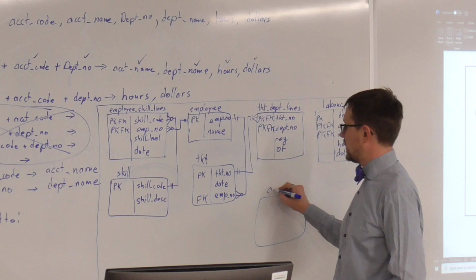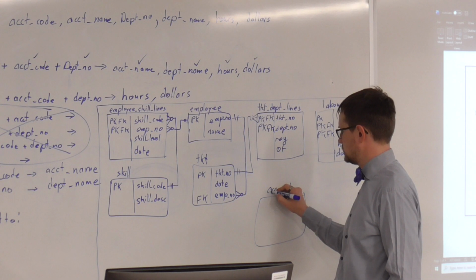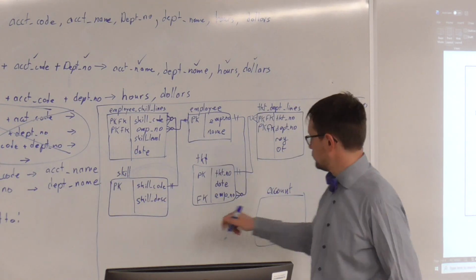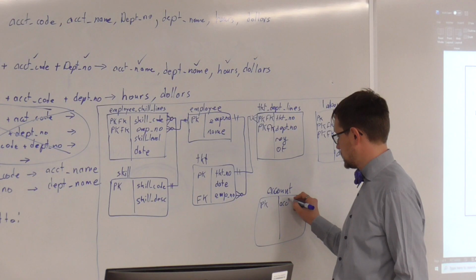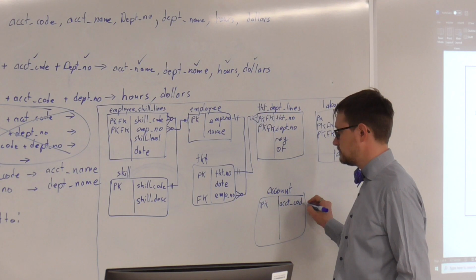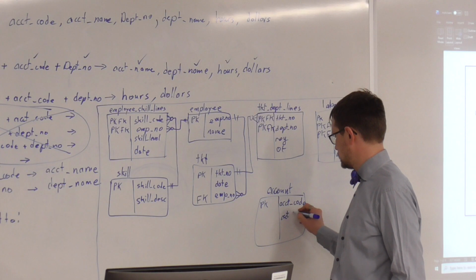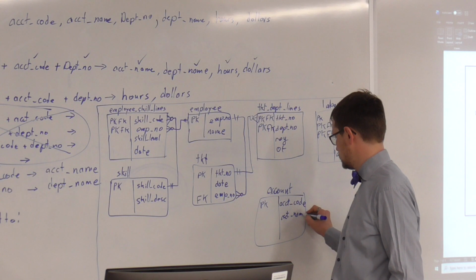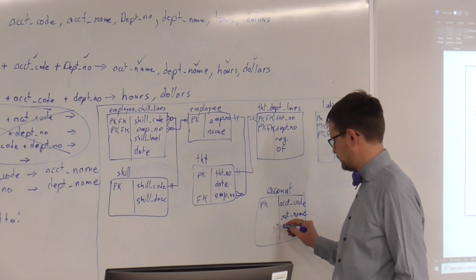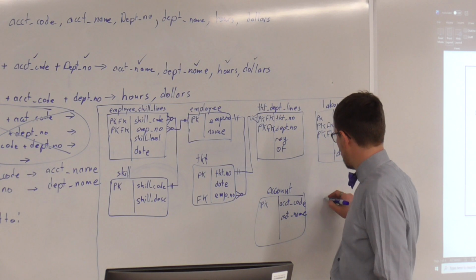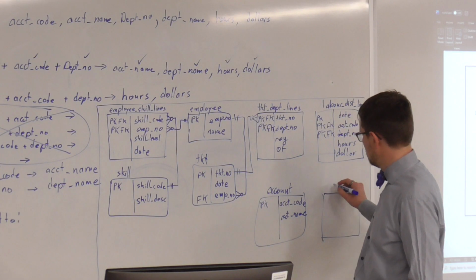We've got accounts, an accounts table, right? Taken from here. Account code, primary key. Is that a foreign key? No, it is not. Account name is just a value. And then the final one, department.